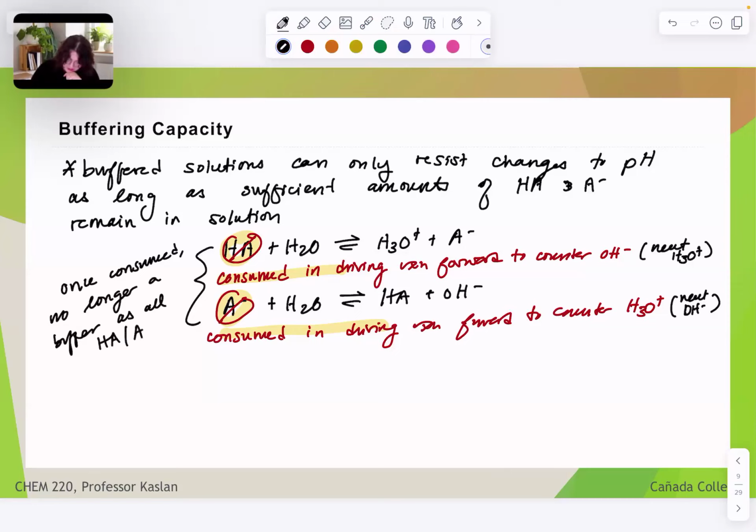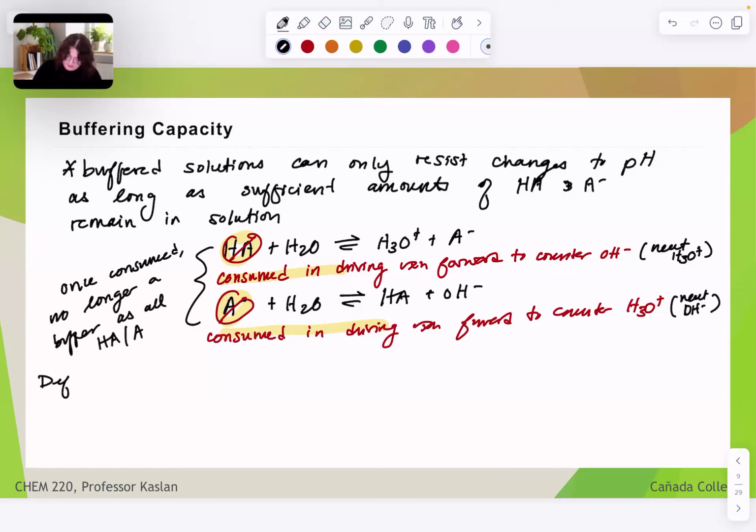So if all the conjugates are gone, it cannot be a buffer because the conjugates are what's responsible for allowing that H3O plus or that hydroxide to exist in solution. They are the reactants that are shifting forward when the product is removed. So shifting forward when the product is removed, and it can only shift forward until all of that reactant is consumed.